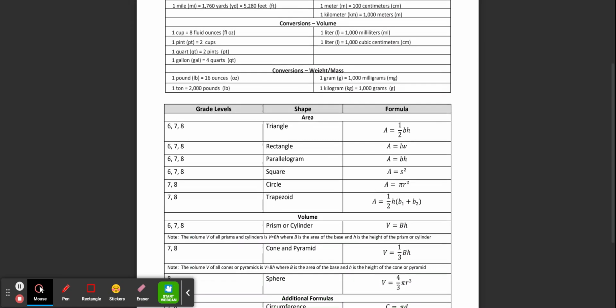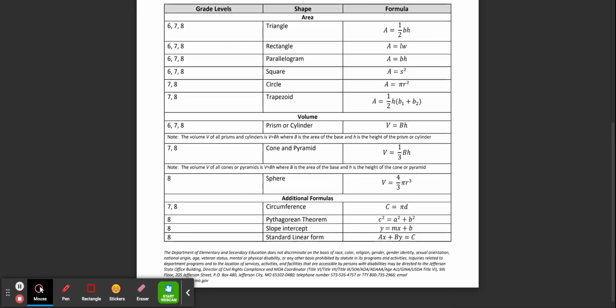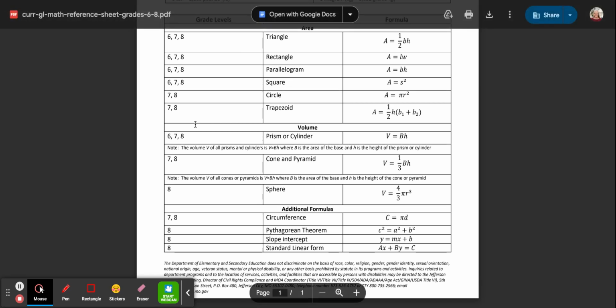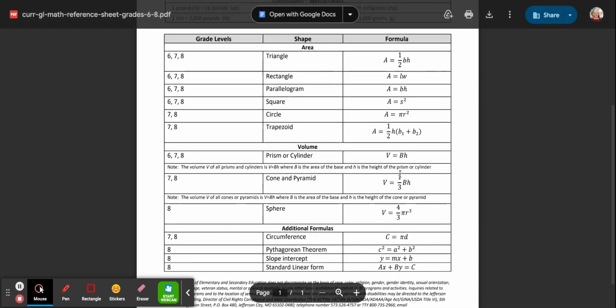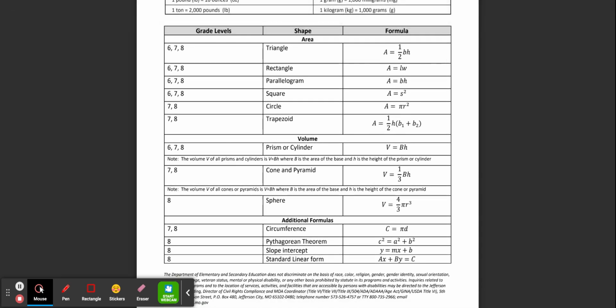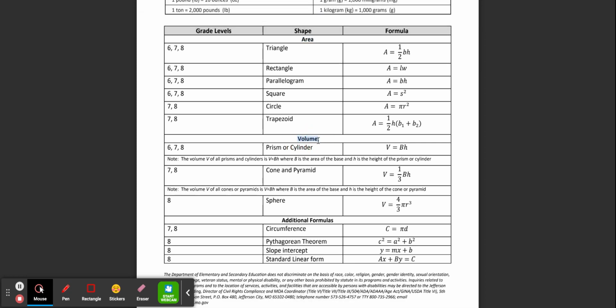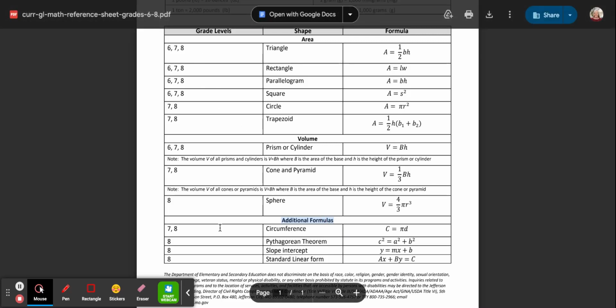Okay, moving down to the second section. This is going to look much more familiar to you. This is the formula section of the reference sheet, and that's what we're going to be calling this, a reference sheet. It breaks this part up into three sections. We have area, which is bolded here, we have volume here, and then we have additional formulas here. But there are also columns going up this way.